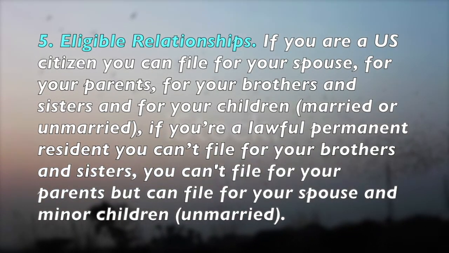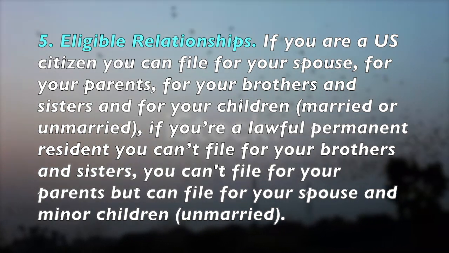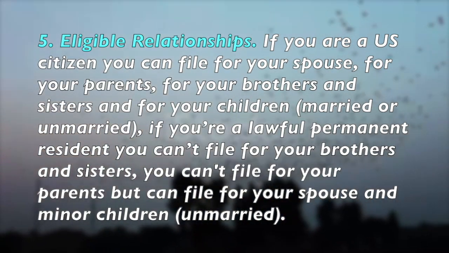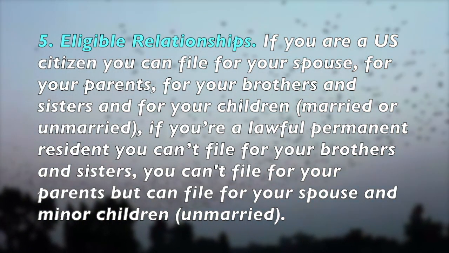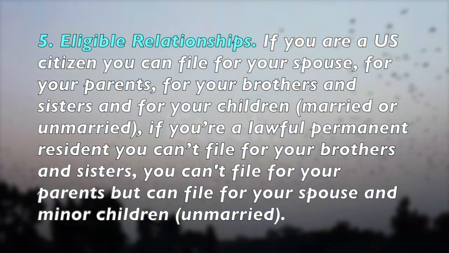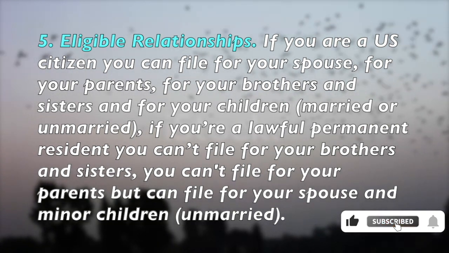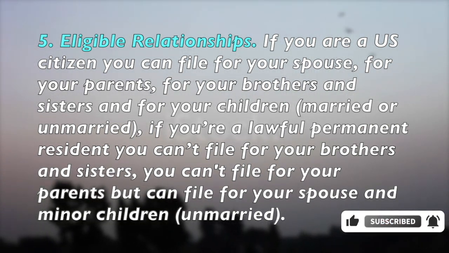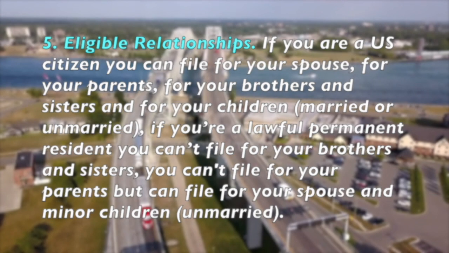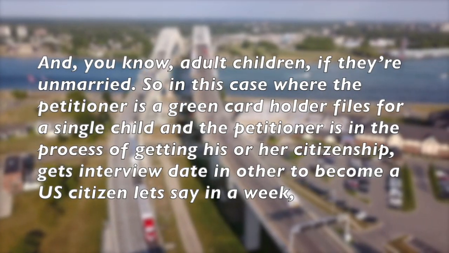5. Eligible relationship. If you're a US citizen, you can file for your spouse, for your parents, for your brothers and sisters, and for your children, married or unmarried. If you're a lawful permanent resident, you can't file for your brothers and sisters, you can't file for your parents, but you can file for your spouse and minor children, unmarried. And you can file for other children if they are unmarried.